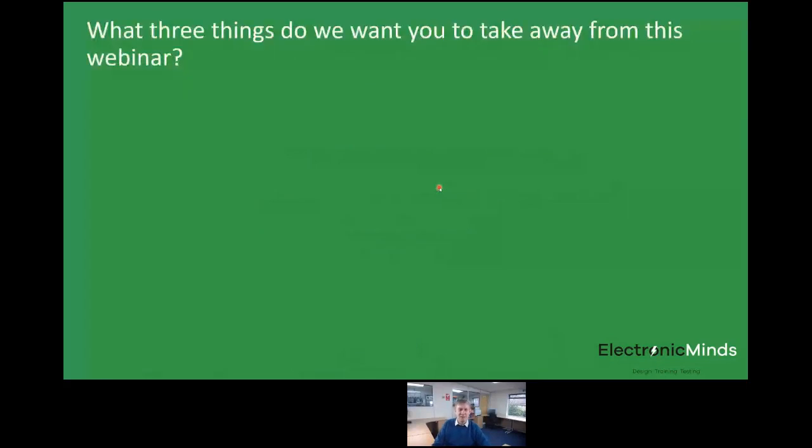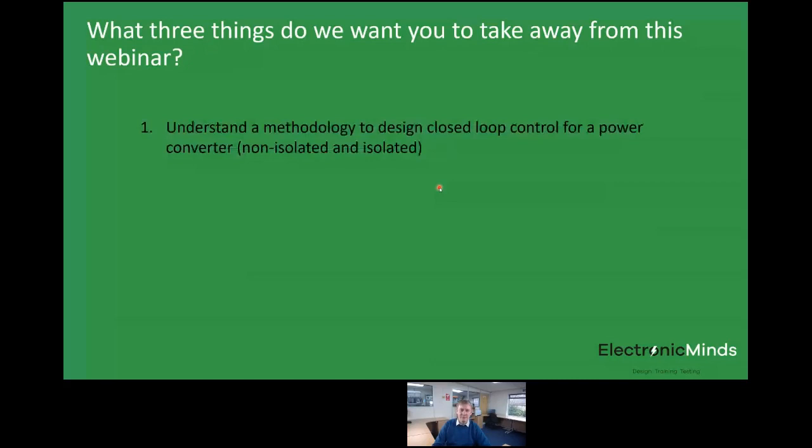Okay, so, similar to last time, if there are 3 things for you to take away from the webinar today, I thought I'd list out what I think they should be. Firstly, I think it's very important to understand a methodology that can be used to design closed-loop control in power converters. If you've tried to do this in the past without a methodology, you'll appreciate that it can be quite a frustrating thing to do. So it's good to have a proper methodology that you can work through to design your stable system. So that's what we're going to talk about today.